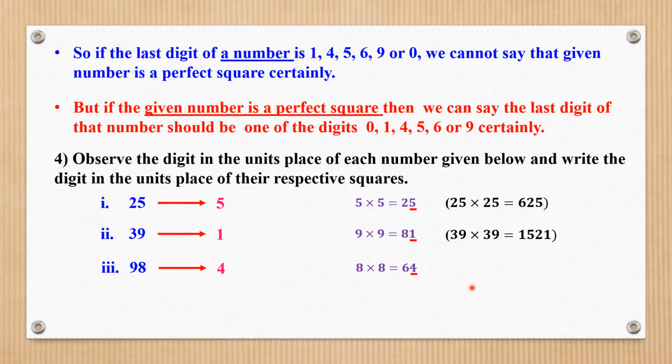And let us find the result of 98 into 98, which is 9604. Now you can see the last digit is 4. Okay. Now you can do the exercise 8.2.